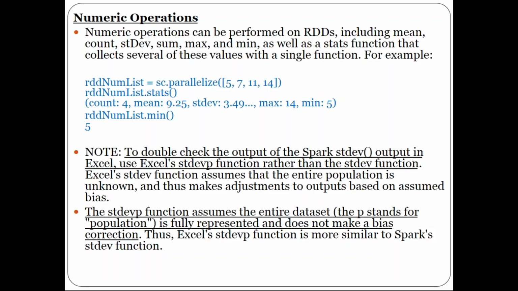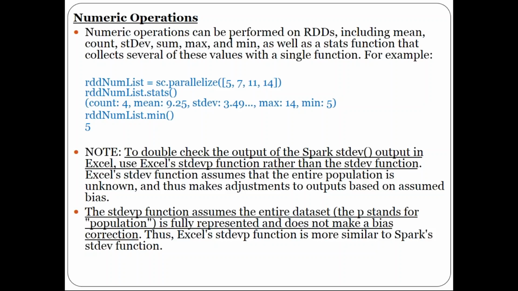The standard dev P function, where P stands for population, assumes the entire data set is fully represented and does not make any bias correction. Bias correction means, if you know your Excel sheet, your borders left, right, top, bottom. That bias correction will be done using standard dev and standard dev P. If you use standard dev P, the whole population is represented and makes corrections accordingly. That's the point I want to cover.